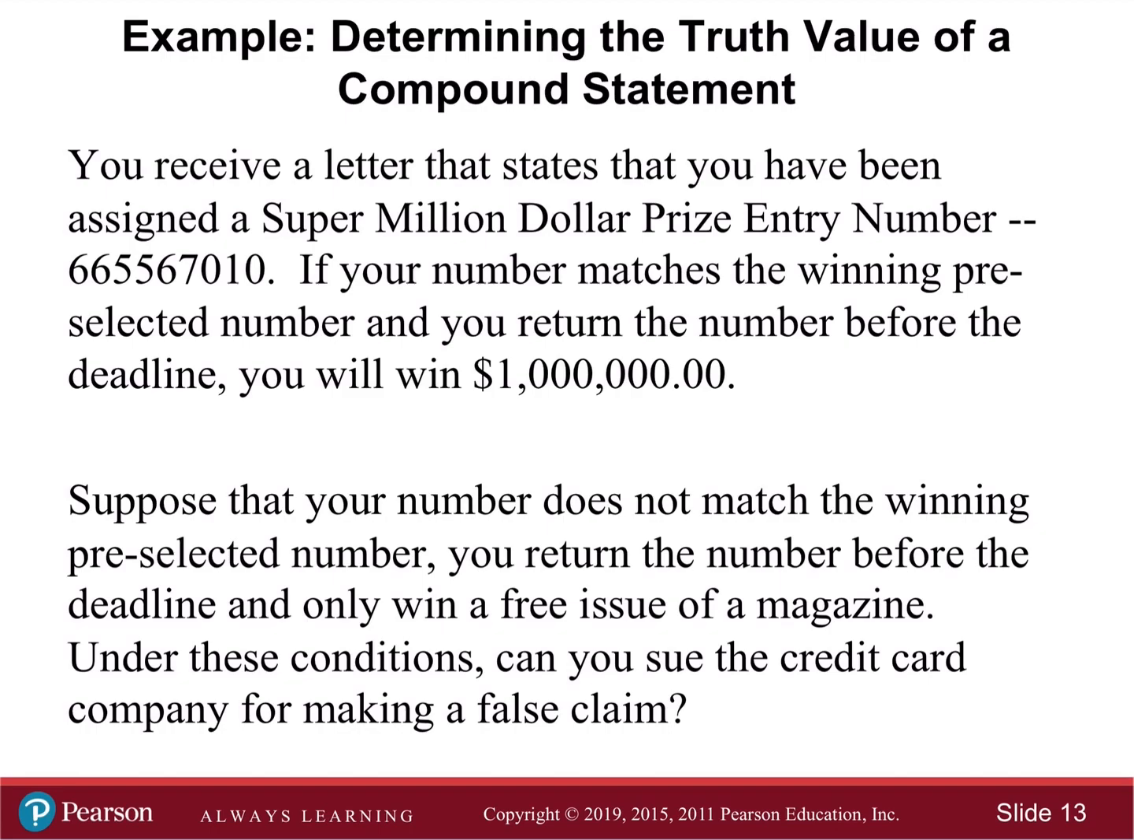Let's see. So if your number matches the pre-selected number, we're going to let that be P, and you return the number before the deadline, we'll let that be our Q. Then, and it needs to be like this, you win $1 million. We'll let that be your R, right? Suppose that your number does not match. So that means we have not P.